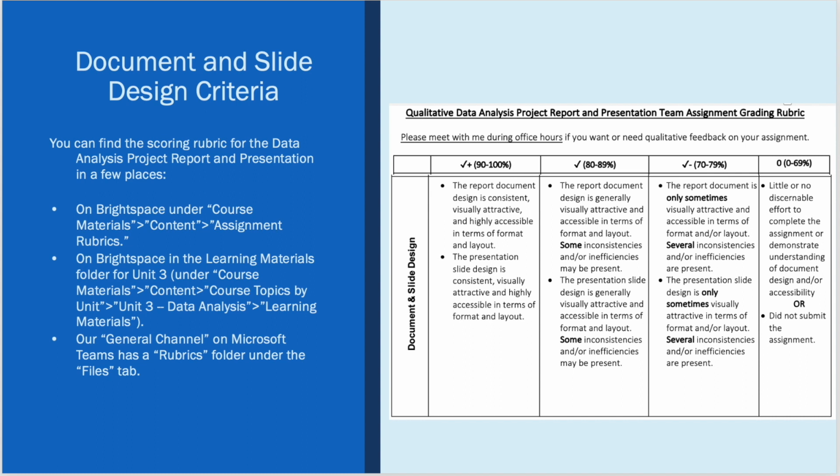You can also look for Unit 3 by clicking on Course Topics by Unit, then selecting Unit 3, and then clicking on Learning Materials. Again, you can find the Course Topics by Unit section in the left-hand side of the page when you look at content. Our general channel on Microsoft Teams also has a Rubrics folder under the Files tab.